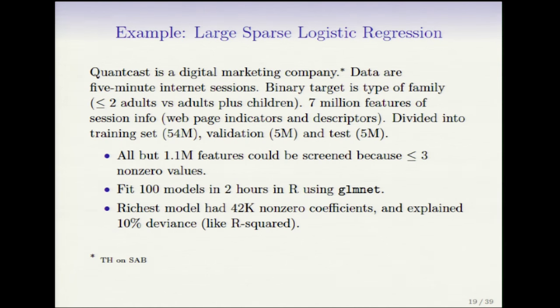There's 7 million features of session info, such as web page indicators and descriptors, unigrams and bigrams describing the web pages. And it's divided into a training set of 54 million, a validation set of 5 million, and another test set of 5 million.